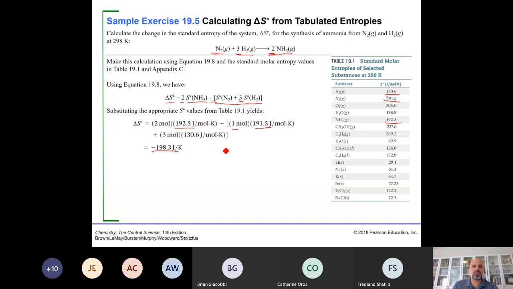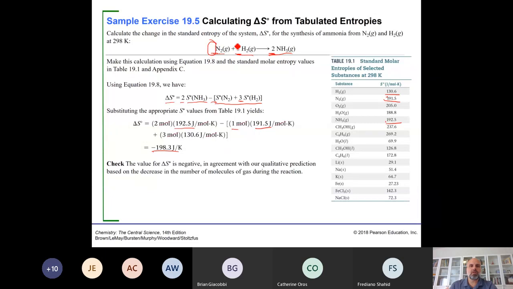So this makes sense. Our entropy is going to decrease. If we think back to the equation, what happens? Qualitatively, we have 1 molecule plus 3 molecules, a total of 4 gas molecules on the left, going to 2 gas molecules on the right. So you expect entropy to decrease. We're going from 4 gas molecules to 2, and it actually does. So we're having a decrease in the number of molecules of gas during the reaction.